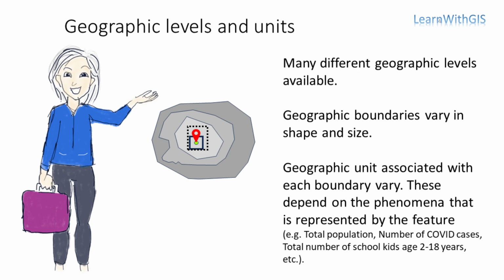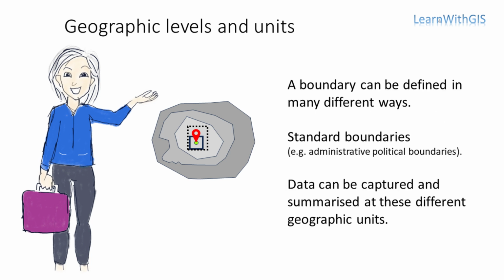As you can see, there are many different geographic levels available that come in different shapes and sizes, and depending on the data they represent, also different units. So, boundaries come in different shapes and sizes, as defined by a set of criteria. A variety of standard boundaries are available. Some of these you will be familiar with and include political boundaries delineating different administrative boundaries. The geographic unit used for the data will depend on the data itself. This can be total number of a population, proportions, incidence rates, and so on.